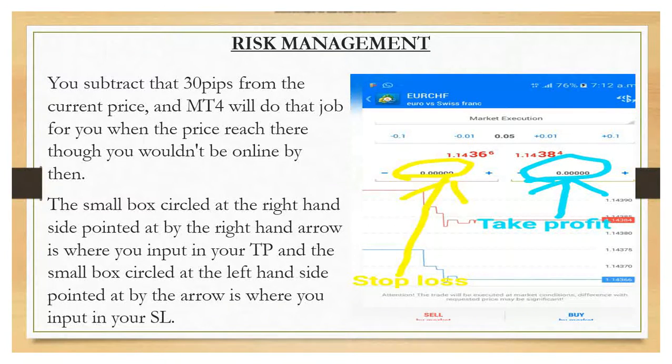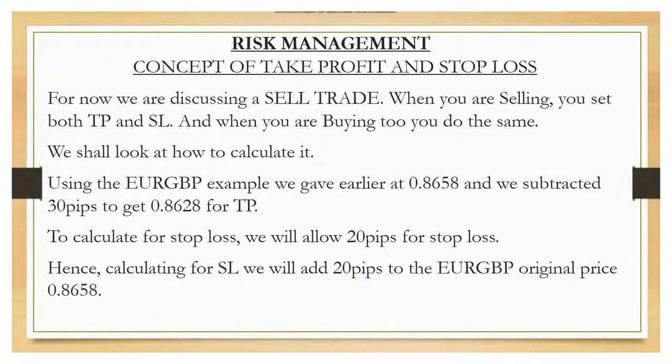So you can see that in our buy trade we added the take profit pips, and on our sell trade we are subtracting the take profit pips. Okay, now the boxes that you can see, the take profit box is the same as the buy trade, and the stop loss box is the same. For now we are discussing a sell trade. Remember, in our previous example we discussed a buy trade. Now we are discussing a sell trade.